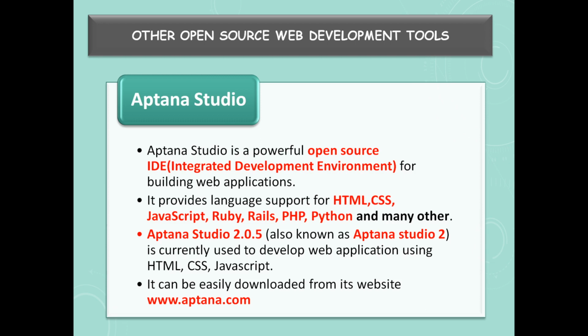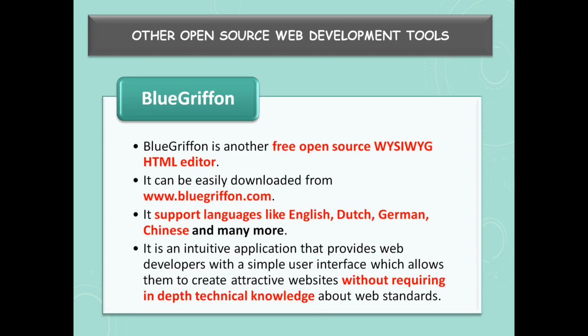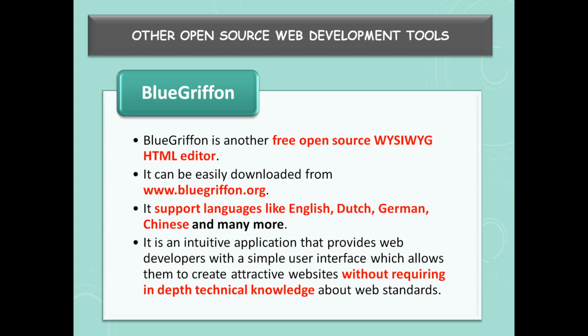Remember aptana.com. Next is Blue Griffon. Blue Griffon is another free open source WYSIWYG, what you see is what you get, HTML editor. It can be easily downloaded from bluegriffon.org. It supports languages like English, Dutch, German, Chinese, and many more. Blue Griffon provides a very simple user interface so a web developer without requiring in-depth technical knowledge can create an attractive website. That can be a question: which open source web development tool provides a simple interface that does not require in-depth knowledge? That is Blue Griffon.